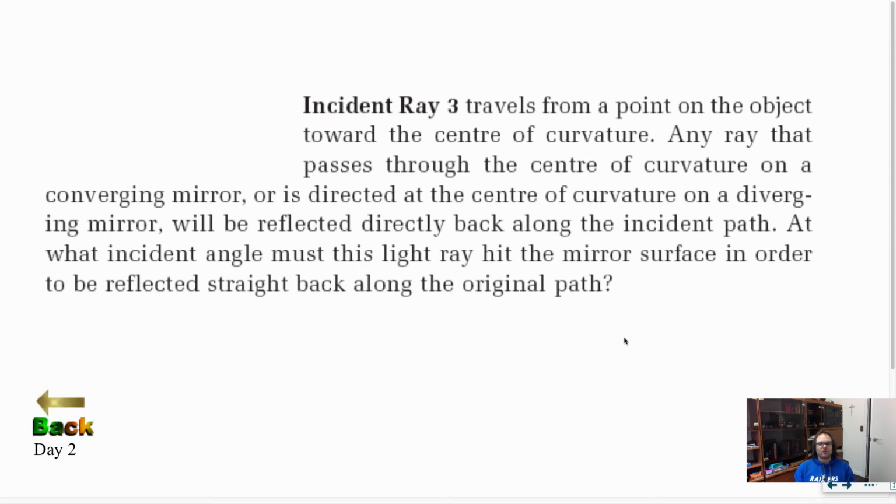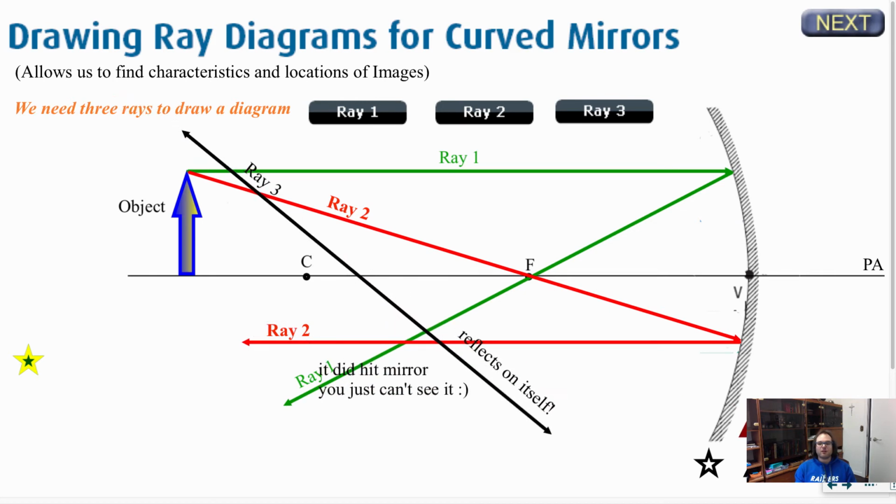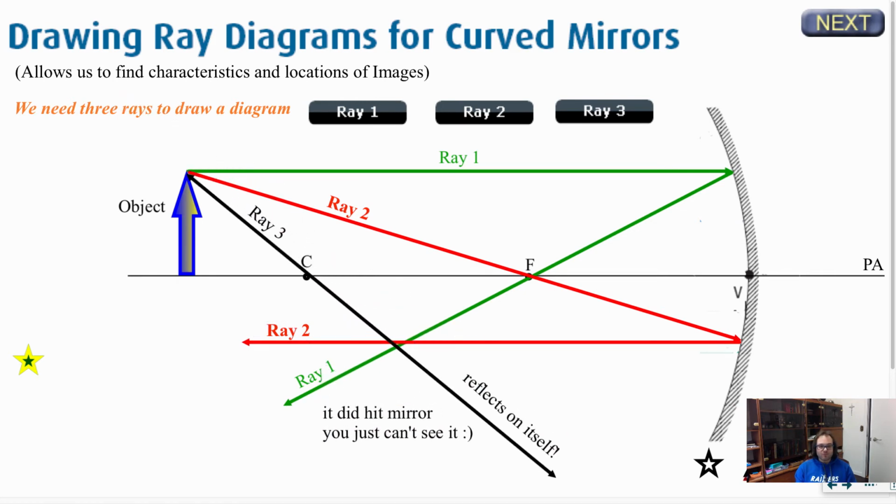At the incident angle, must this light ray hit the mirror in order to be reflected straight back along the original path? So what does that mean? So this is my ray 3. I go from the object through to the center. And if we look at this, all three of my rays intersect at the same point.